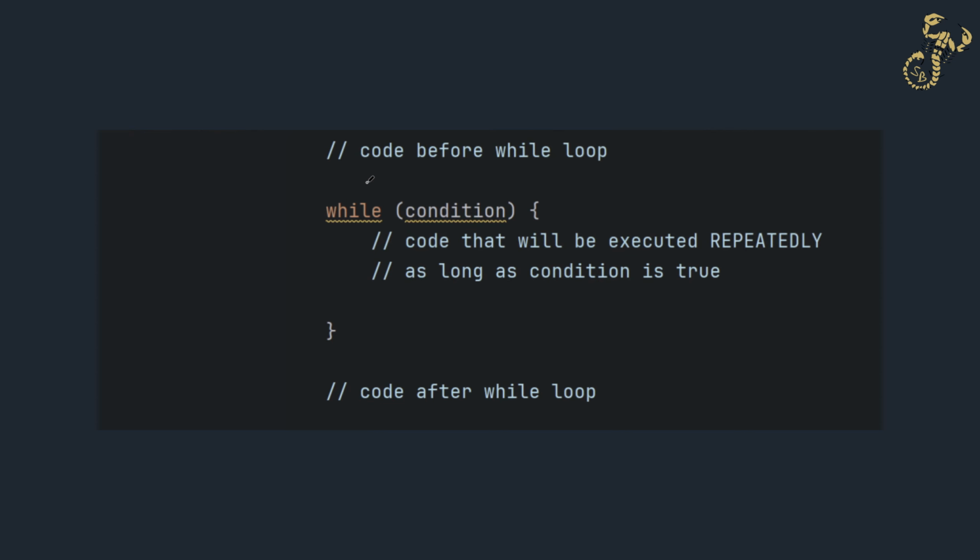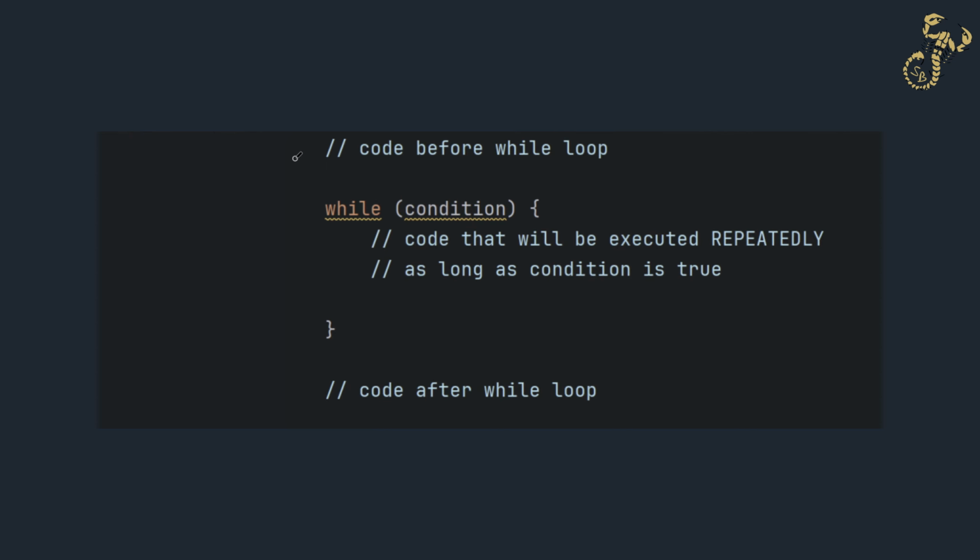Good, so now let's see how a while loop works. As usual, we have the code before the while loop that will get executed as usual. Then we have the while loop itself. Between two parentheses, we'll have a condition. If this condition is false, the behavior will be similar to an if statement. So the code inside the while block will be skipped, and we will jump outside the while block and execute whatever code we have after the while loop.